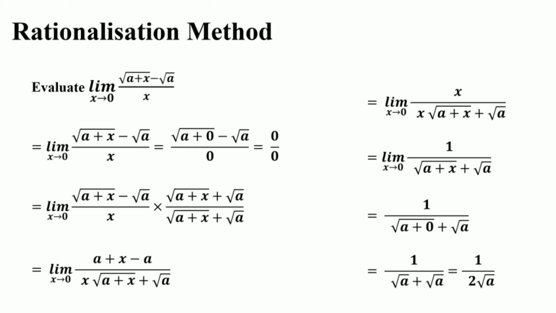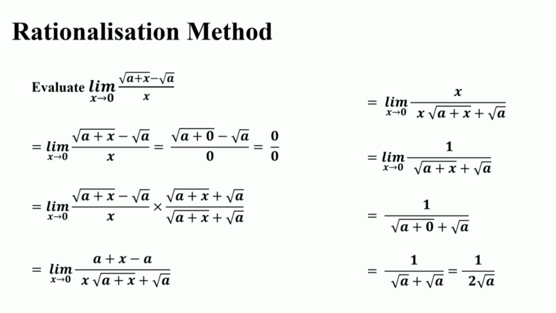The third method of finding the limit is the rationalization method. If a function involves radicals, that means a radical function, which contains the variable inside a root, then rationalization of the numerator or denominator may help to evaluate the limit of the function. For example, evaluate the limit of root of a plus x minus root a, divided by x, where x approaches 0.